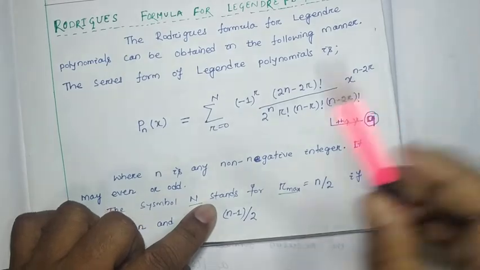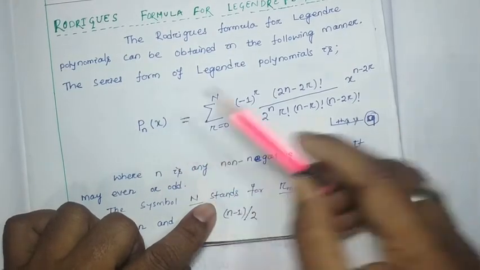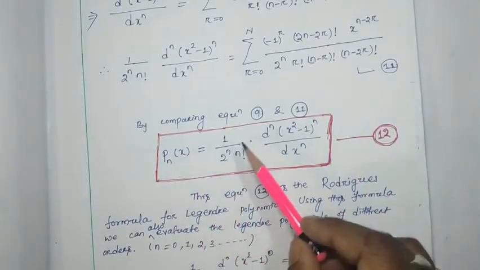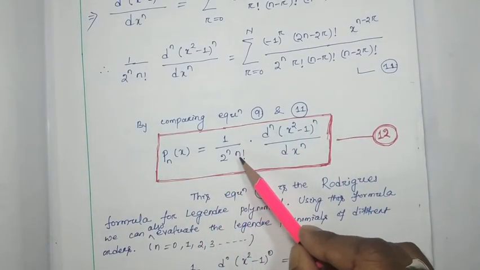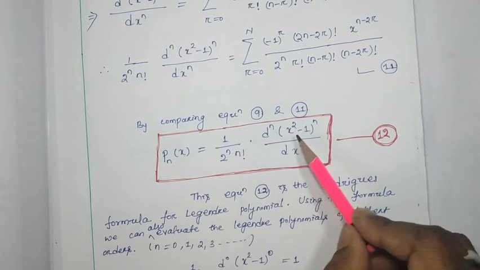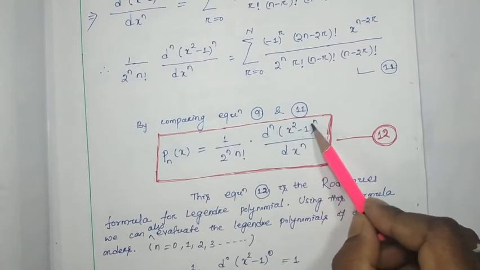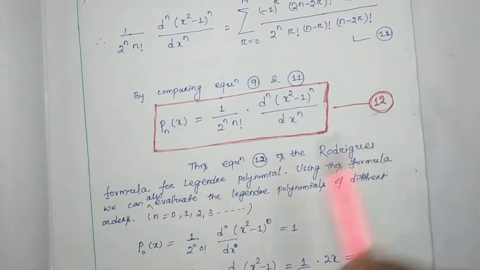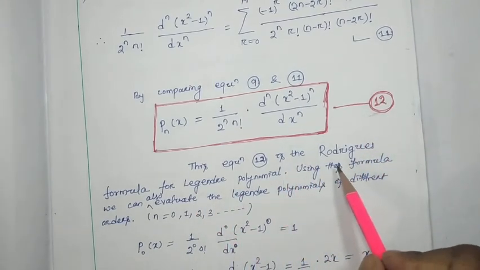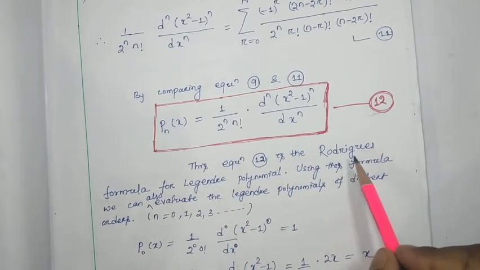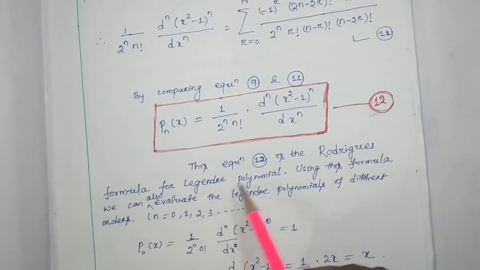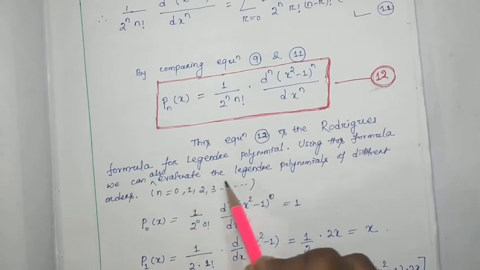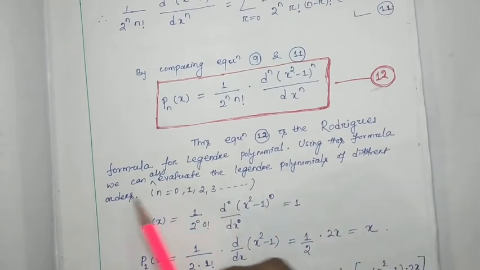So I can write this: Pn(x) equals 1 by 2 to the power n into n factorial, into the nth derivative of (x square minus 1) to the power n. This equation number 12 is called the Rodrigues formula for Legendre polynomials. Using this formula, we can also evaluate the Legendre polynomials of different orders.